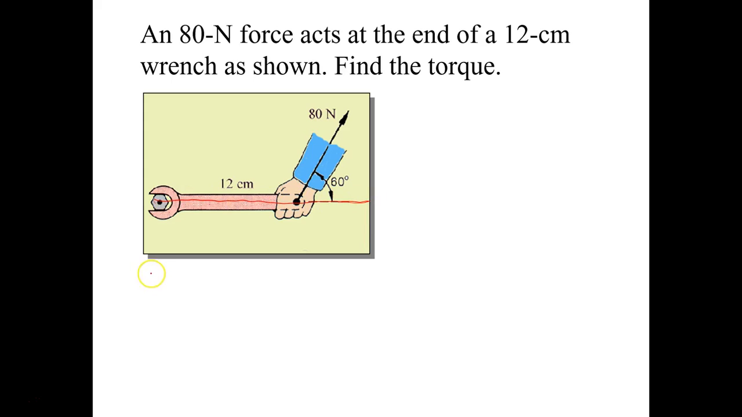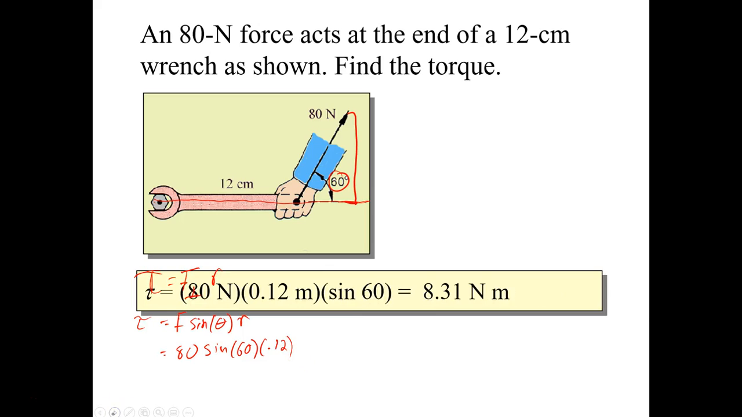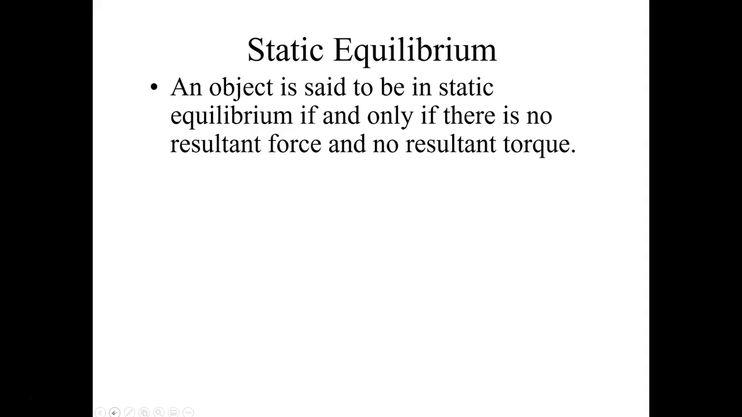If we remember back, we know that torque is going to be equal to the perpendicular portion of our force times our radius. In this case, the perpendicular portion of our force is right here, and we can get that using the sine of the angle because it is opposite of our angle. So our torque will be equal to our force times the sine of our angle times our radius, or 80 newtons times the sine of 60 times 0.12 meters, and that will get us our torque. In this case, it would be 8.31 Newton meters.